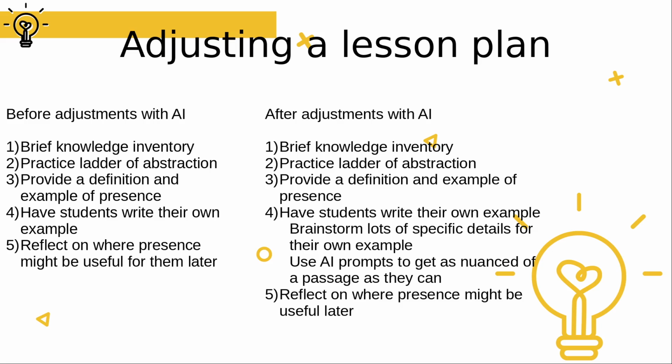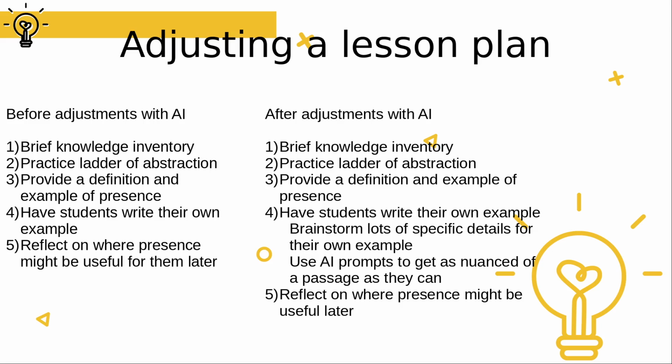After adjustments with AI, I would still do some things the same. I would start maybe with a brief knowledge inventory. What are the concepts we've already learned? Try to remember as many as you can in the next 2 minutes or something and write them down just to review them. Practice the ladder of abstraction. I would probably do that the same way, just to give them a feel for the concrete language that might be coming up that's really useful with presence. And then 3, I would do the same thing still, provide a definition and an example of presence. And so all of that would be the same up to that point.